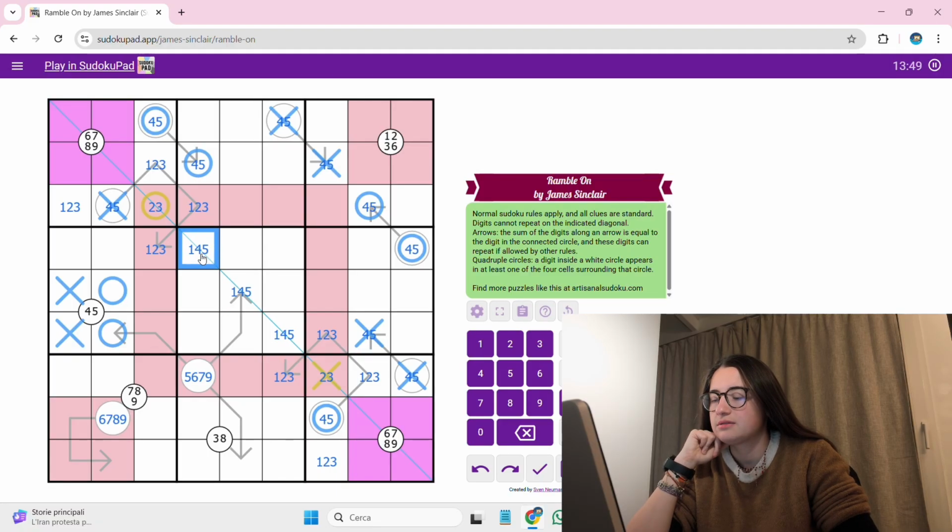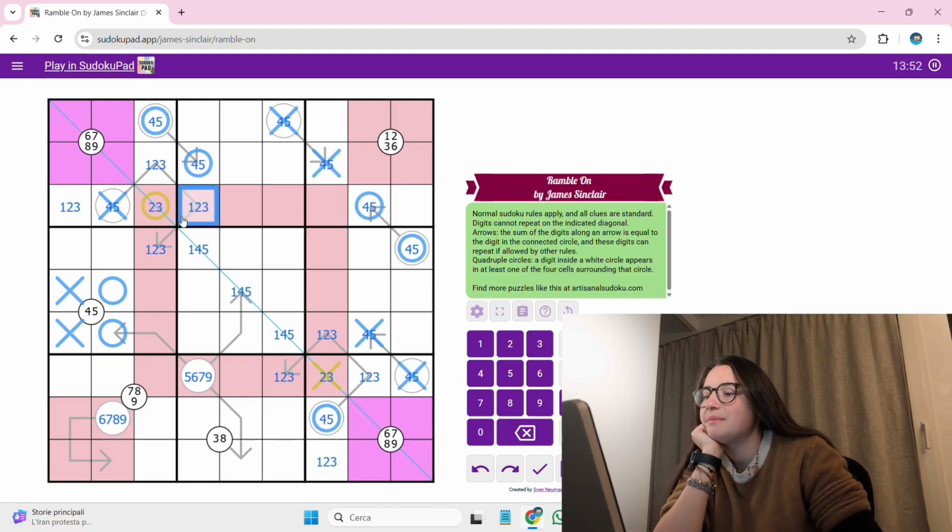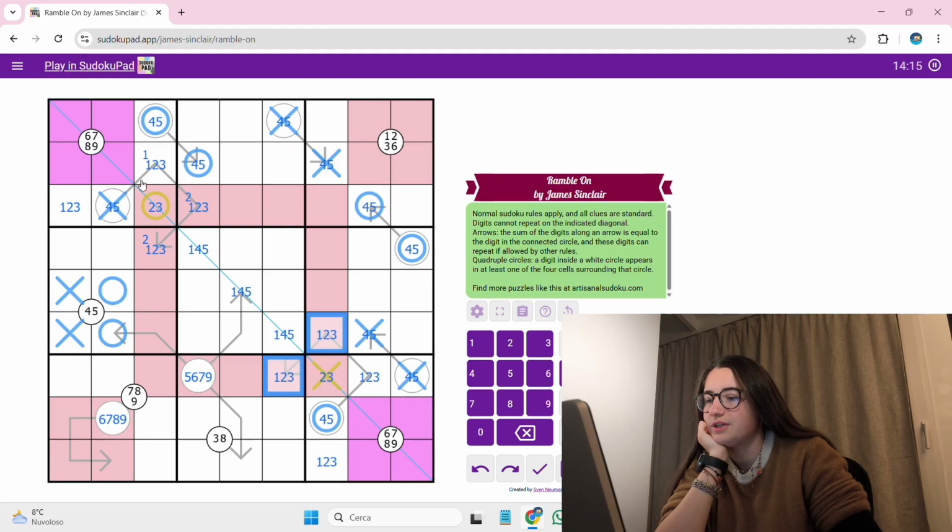Can the 1 be here? I think it must be a 1 in here, because 2, 2, 2, 2, 2, 1 would be 5. But what would we have here? We would have a 4, which is 1, 1, 2.